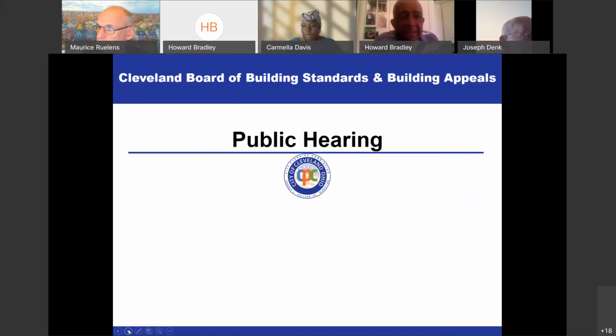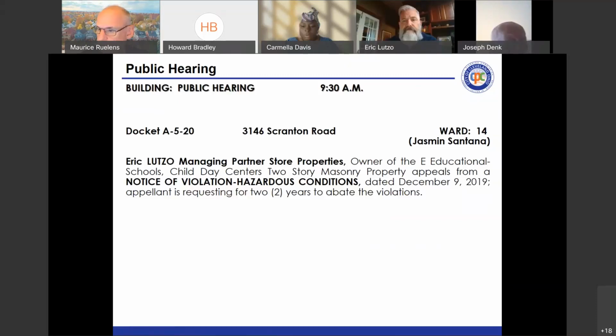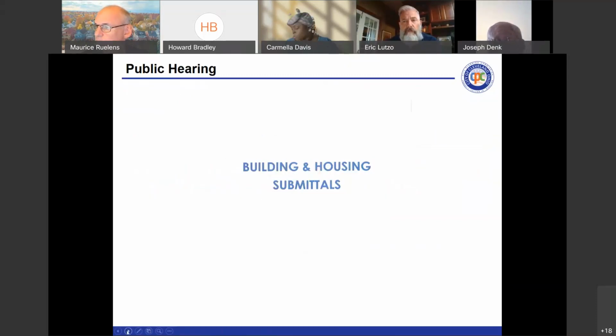Okay, first docket, A520, 3146 Scranton Road. Application and fees are in order. Notice of violation is hazardous conditions, issued on December 9, 2019. Appeal statement was received January 9, 2020, asking for 2 years to abate the violations. Present for the hearing, if you are here for this docket, please make your announcement now. Hello, my name is Eric Lutzo, and I am here for the meeting. Eric Lutzo here for the meeting.